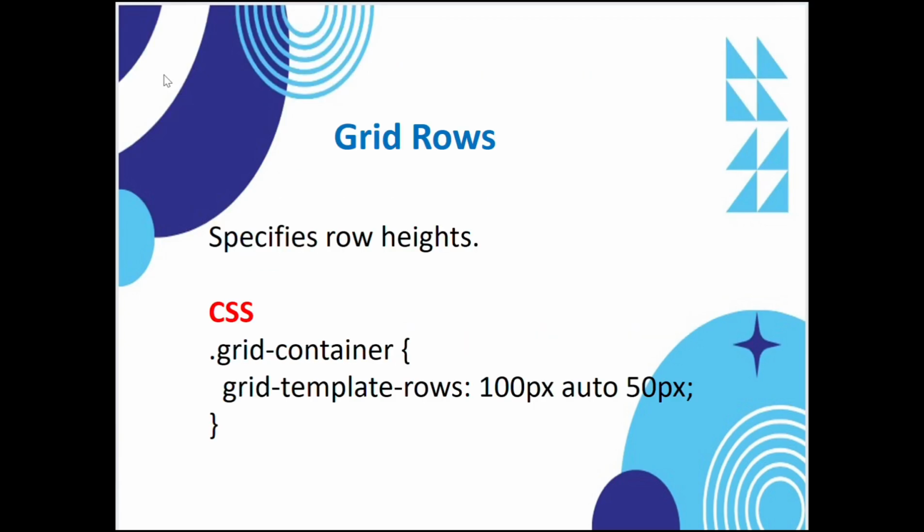Now moving to grid rows. It specifies the row heights. You can mix fixed sizes, auto, and flexible values like a fractional unit to get the layout you need.